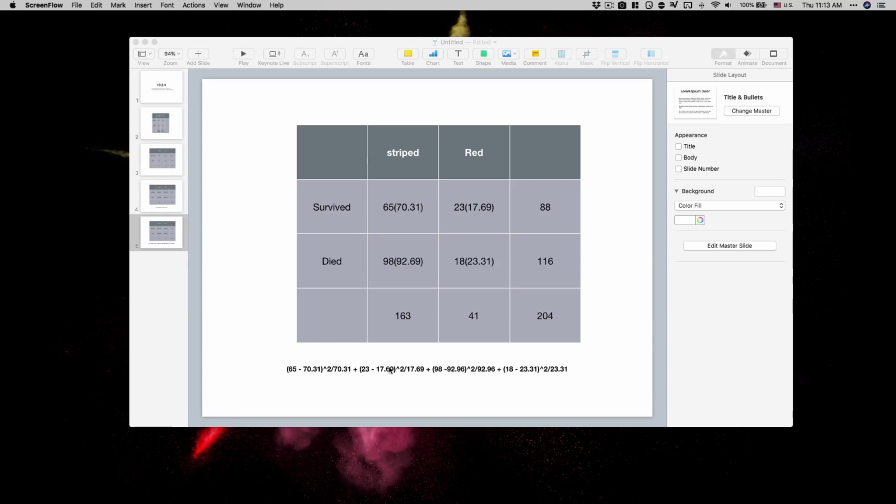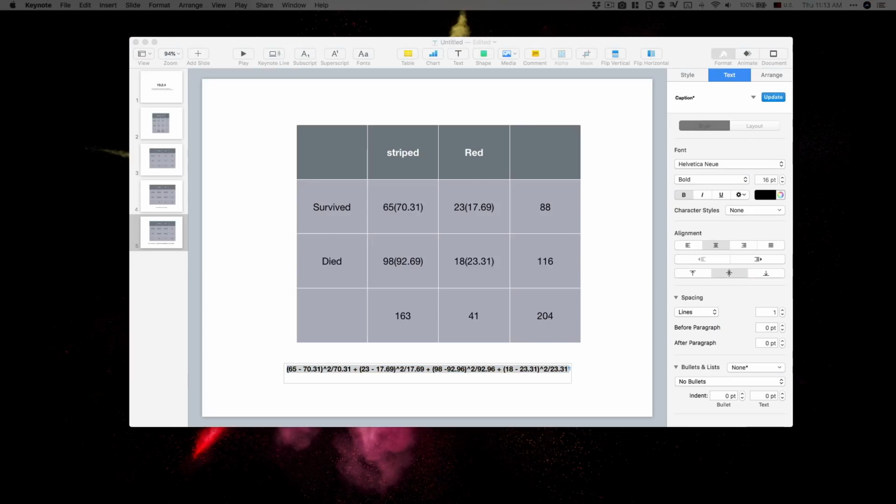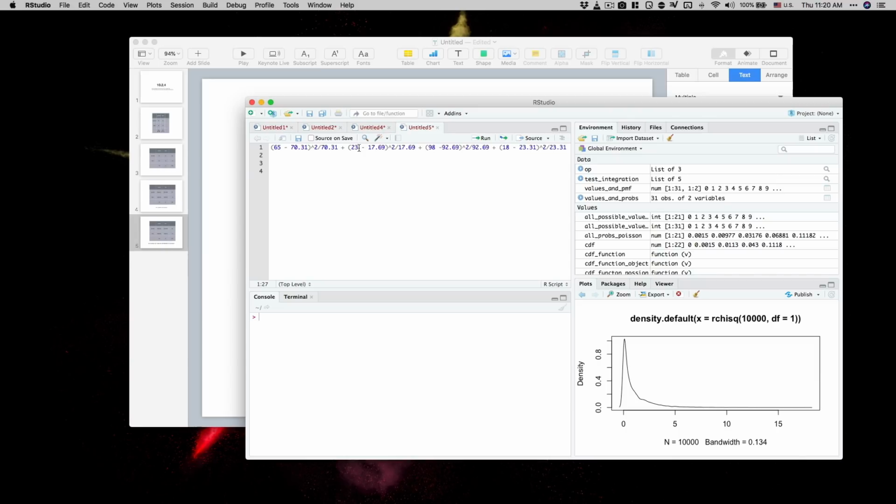So you see there are 4 quantities, and if we add them all up, copy and paste them in R, we can end up with the chi-square statistic. If you type everything in R and make sure everything is right, you can get 3.508 something as the test statistic. So that's how to find it.